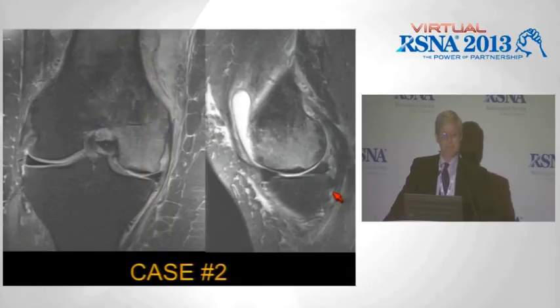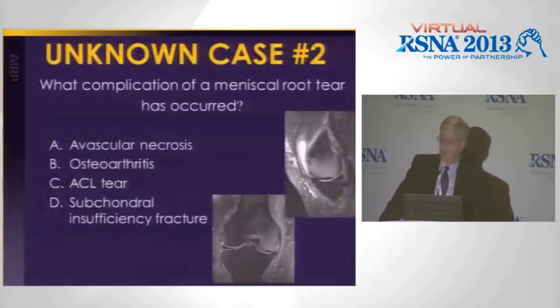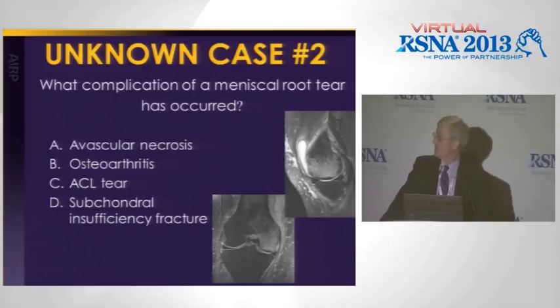Here is another question, because this is a patient with a meniscal root tear, and then they came in with a lot of pain. And here is your question. What complication of a meniscal root tear has occurred in this case? Is it avascular necrosis? Is it osteoarthritis? Is it an ACL tear? Or is it a subchondral insufficiency fracture?